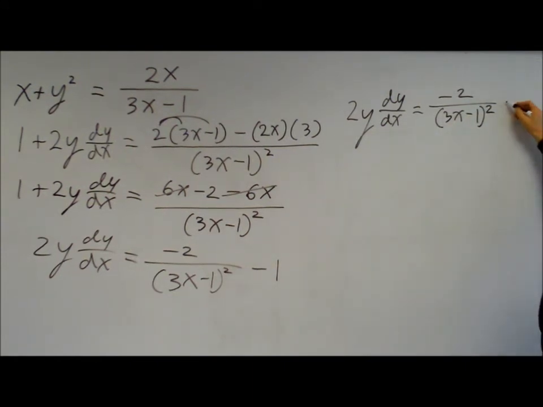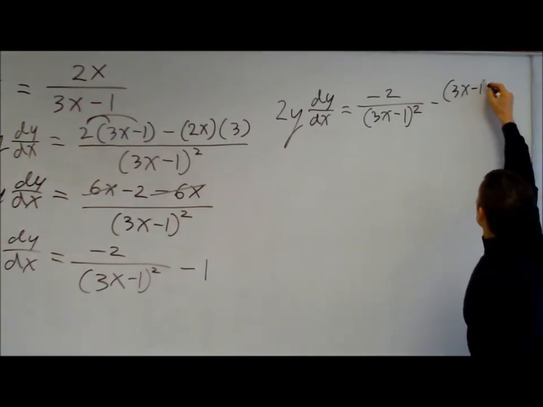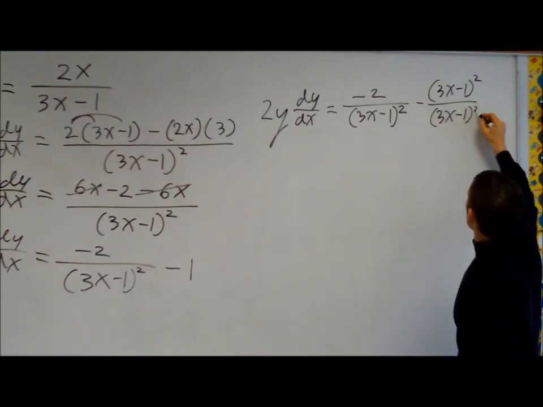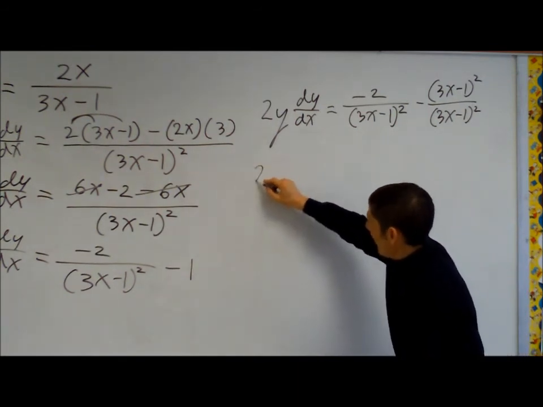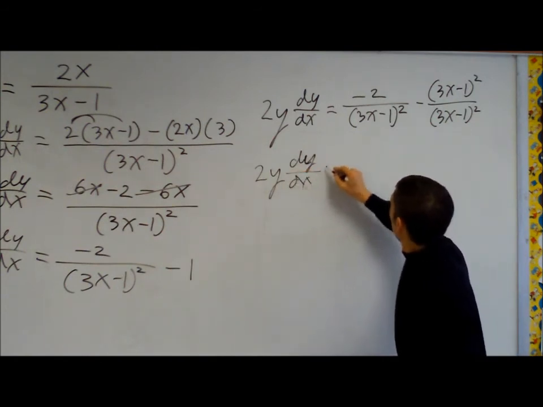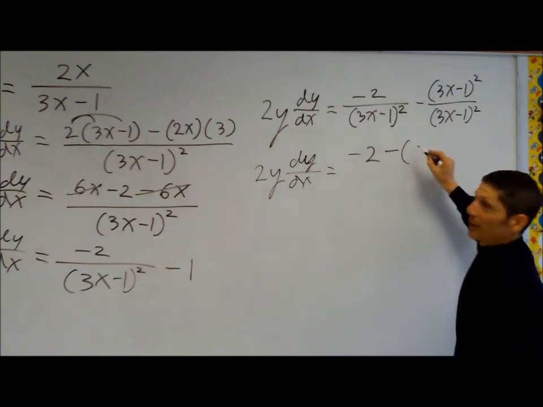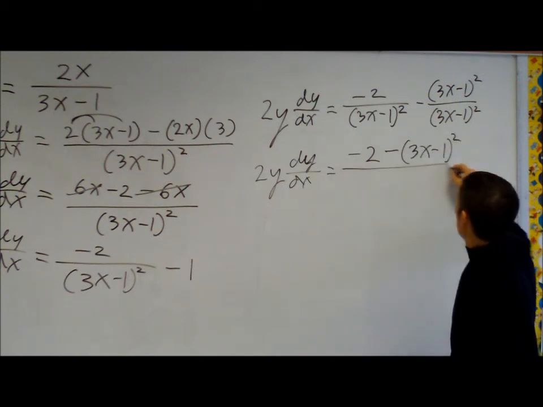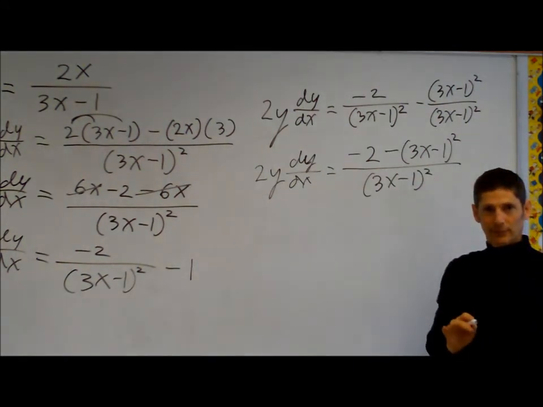This -1 is really minus (3x minus 1) squared over (3x minus 1) squared. Isn't that really just 1? Yes, it is. So now I'm almost there, hang in there, dy/dx. I have a -2 and then minus, now that I have common denominators, (3x minus 1) squared over (3x minus 1) squared.